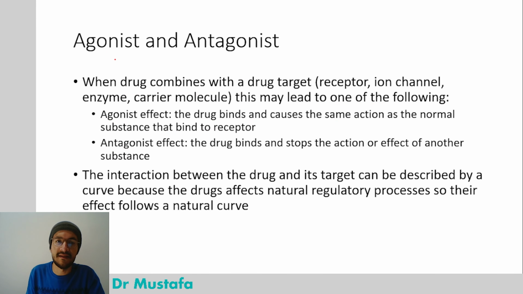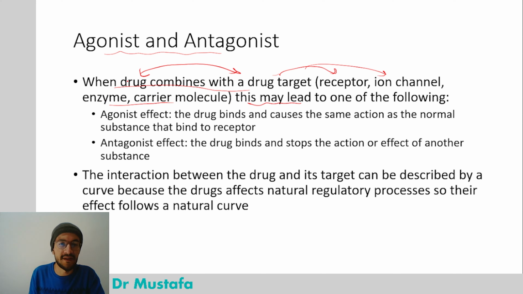Now first let's define the agonist and antagonist. So when a drug combines with a drug target, we mentioned that drug targets are either a receptor or an ion channel or an enzyme or a carrier molecule. This may lead to one of the following. So when a drug binds with a drug target, we may get either an agonist effect or an antagonist effect.